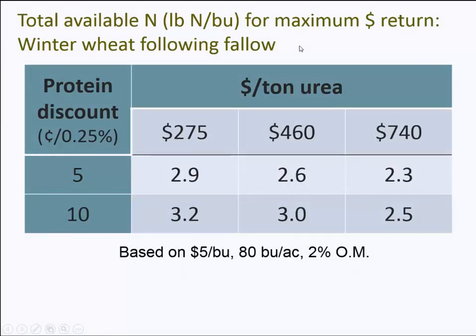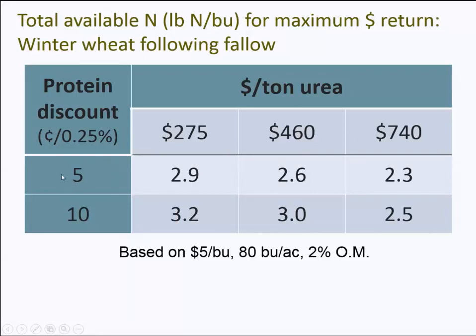I've run a number of different scenarios for winter wheat following fallow. And just to show you how it affects the optimum nitrogen rate expressed as pounds of nitrogen per bushel, I've run this at two different protein discounts, a 5-cent per quarter percent protein discount, which is somewhat close to average, and then a 10-cent, certainly a high protein discount for winter wheat. And I've run that at three different urea cost scenarios, $275 per ton, $460, and $740.